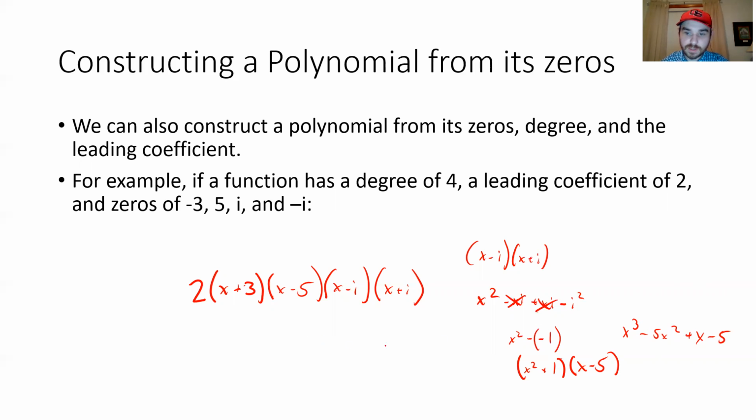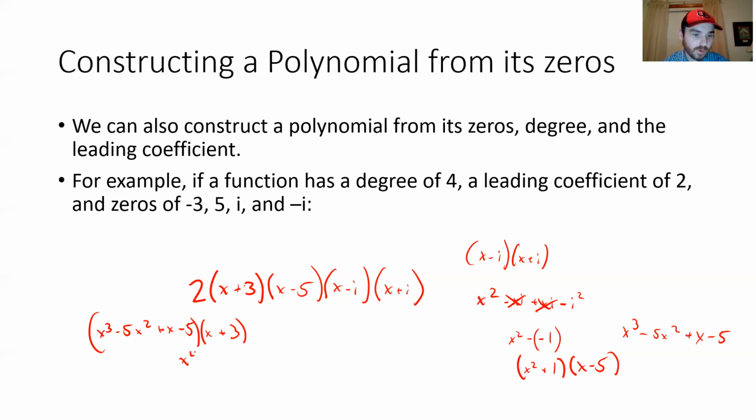So this is our new one. Then we take this and we're going to multiply that whole thing by x plus 3 because it's our last factor. So let's do x cubed minus 5x squared plus x minus 5 times x plus 3. Like I said, this is kind of a long, drawn-out process. And personally, when I'm doing these, I like to just multiply one term through at a time. So I'll do the x first in this case.